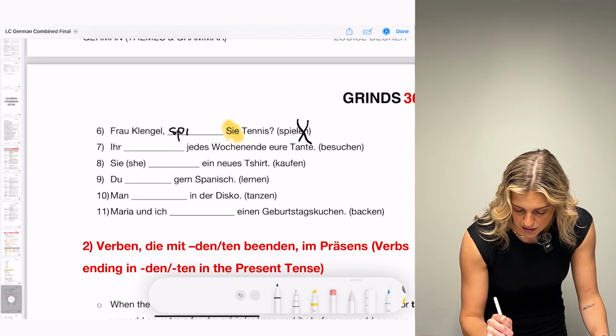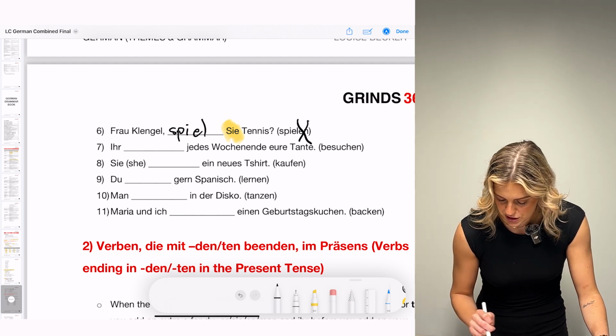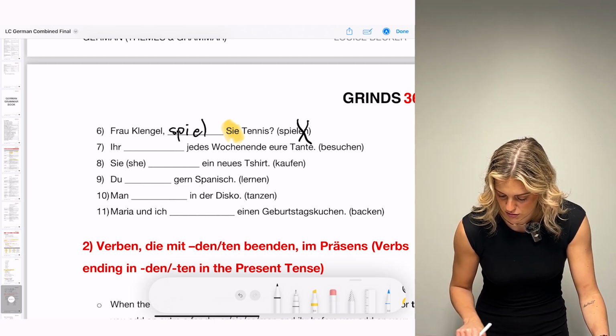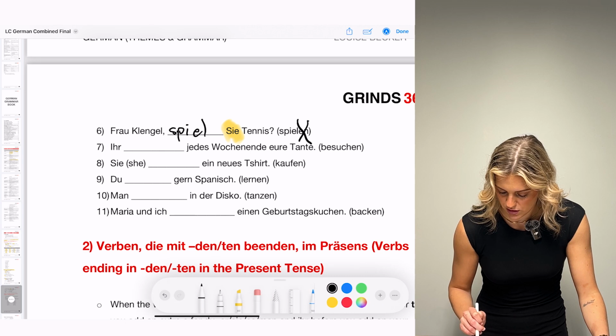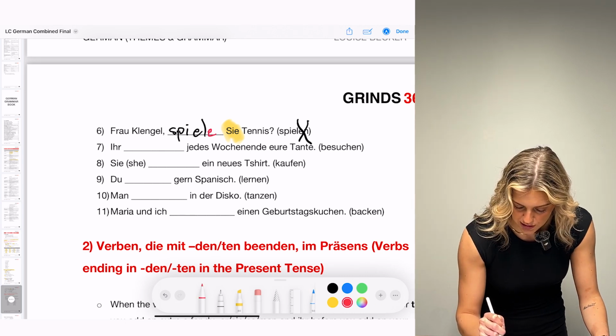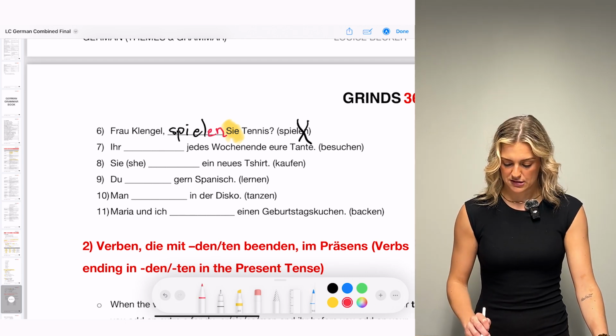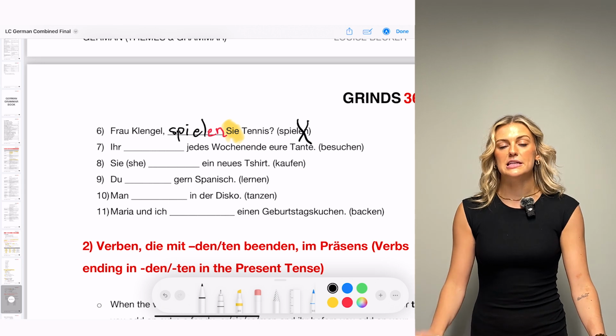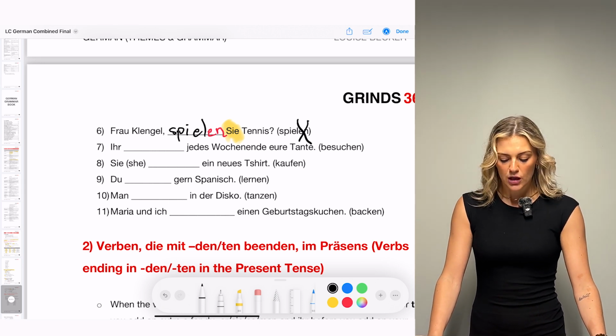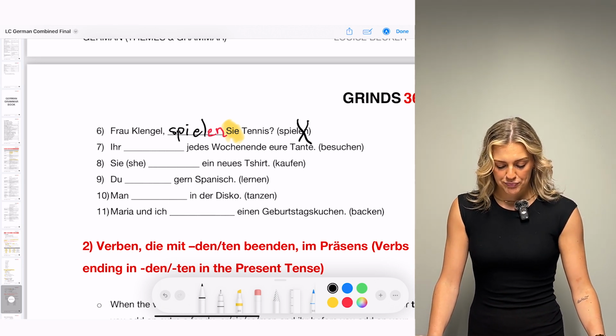Frau Klengel spiel. Where are my colours gone? Frau Klengel spielen Sie Tennis. All right, Frau Klengel spielen Sie Tennis. So you formal there. We'll do one more.